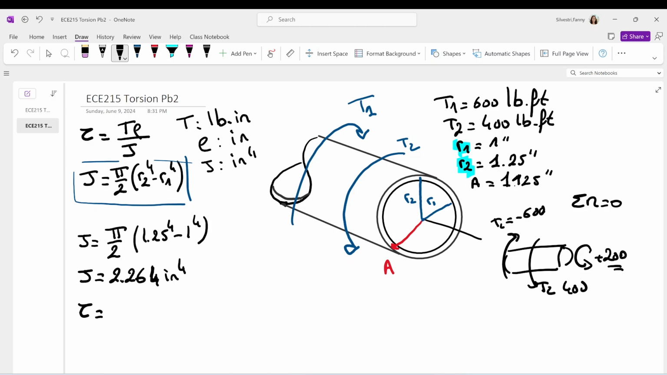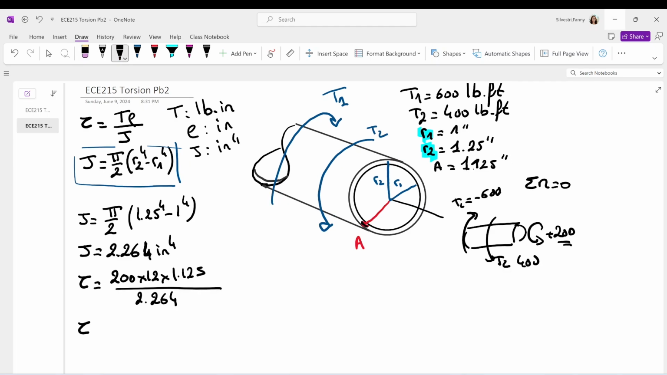And now the shearing is equal to tau. So tau is 200, but 200 is pound times feet. I need to multiply by 12 to have them in pound times inches. And after that, times the rho. So the rho, this is distance. So A, it's right in the middle in between the inside and the outside diameter of this pipe. So times 1.125 and divided by the J, 2.264.